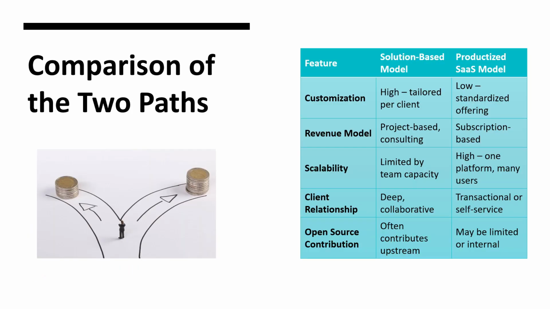Now let's compare the two commercial open source models side by side. First, customization. The solution-based model offers high customization. Each implementation is tailored to the client's needs. The productized software as a service model, by contrast, is standardized. It's designed for scale, not for deep tailoring. Next, the revenue model. Solution-based businesses earn through consulting and project work. Productized software as a service relies on subscriptions, recurring, predictable, and scalable.